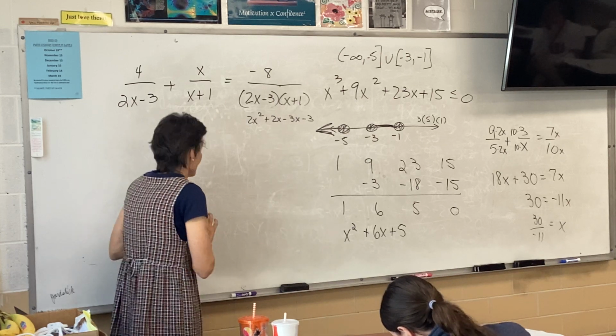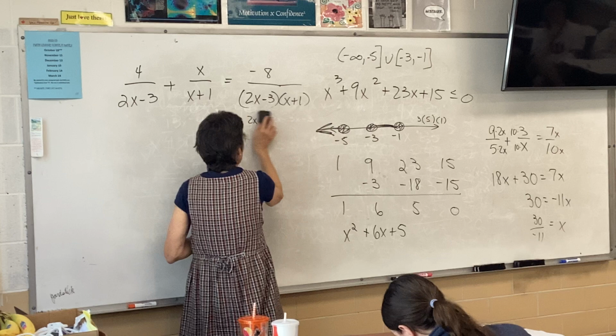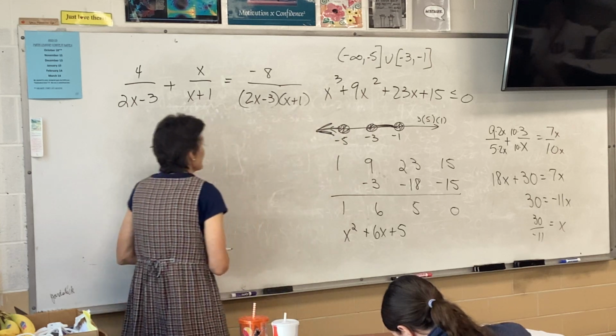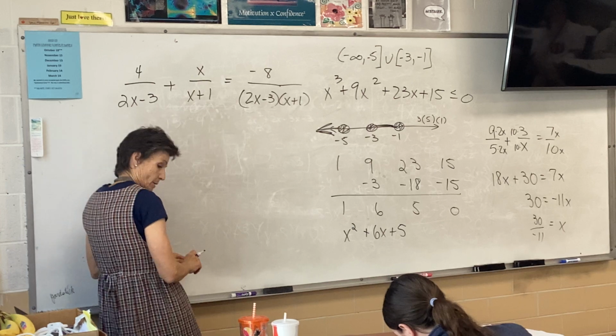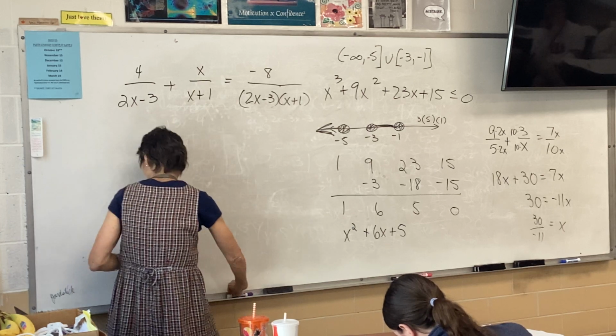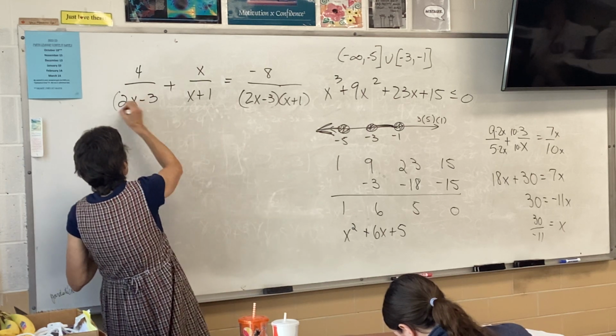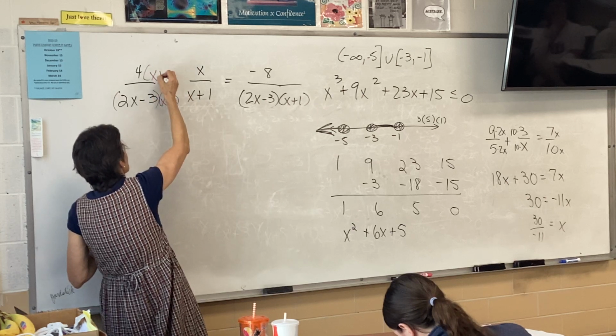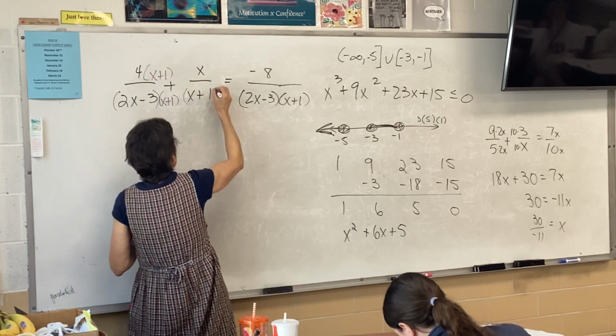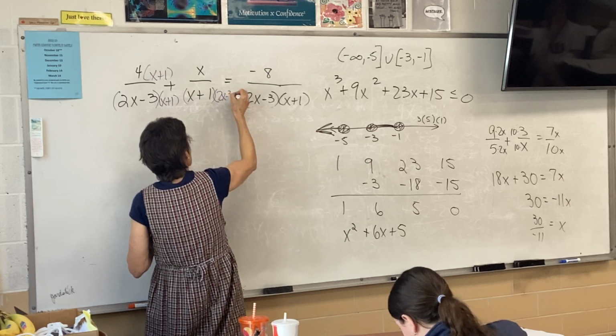All right, so now what? I got that factored correctly. Now what? You're gonna multiply the 2x minus 3 by x plus 1. This guy needs an x plus 1, and vice versa, this guy needs a 2x minus 3.